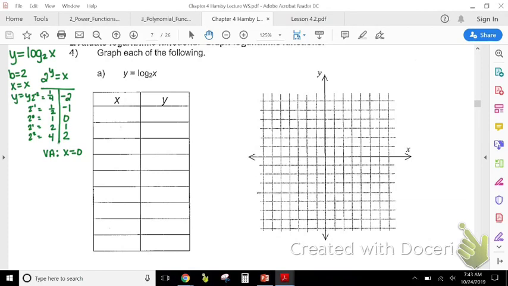I don't know why I put the table there when they drew a table for me. Sorry, guys. I don't know why I did that. So, we know our table here. No, you don't have to rewrite it. I'm just going to go ahead and do it.